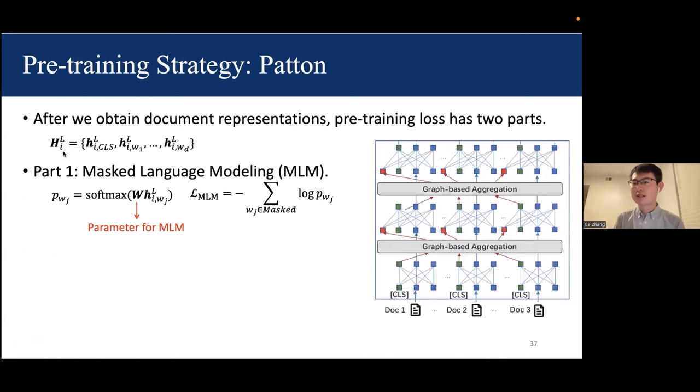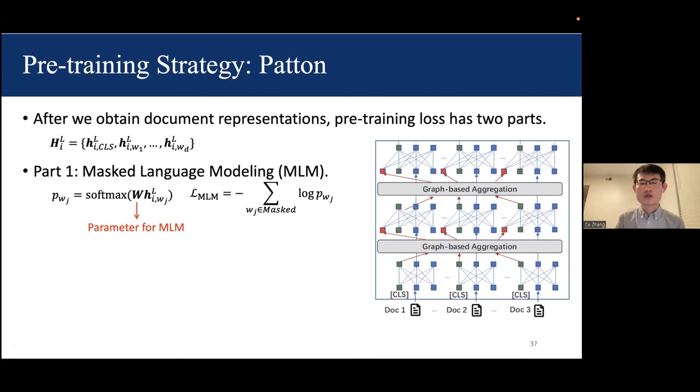Now let's look at how we do pre-training. There are two parts for pre-training. The first part is masked language modeling. Before we input to this model, we randomly mask some of the words in this document. For example, we replace some of the tokens with a mask token, or we randomly replace some token with another random token. So the document is a bit noisy.